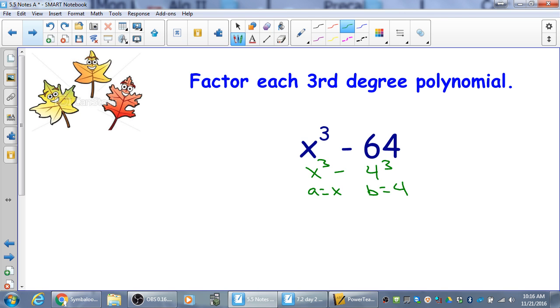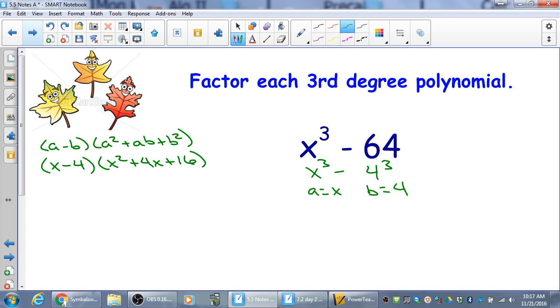And then we follow the pattern. If you look at the pattern, it says a minus b, a squared plus ab plus b squared. It's always the same sign, then the opposite sign, and then always ends with plus every single time. So now we just follow the recipe. It's like you're cooking for Thanksgiving dinner here. We just follow the recipe. X minus 4, x squared plus 4x plus 4 squared, which is 16.